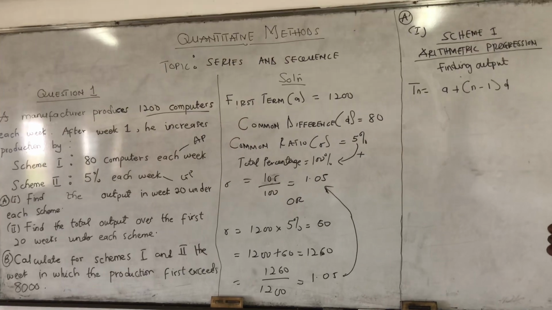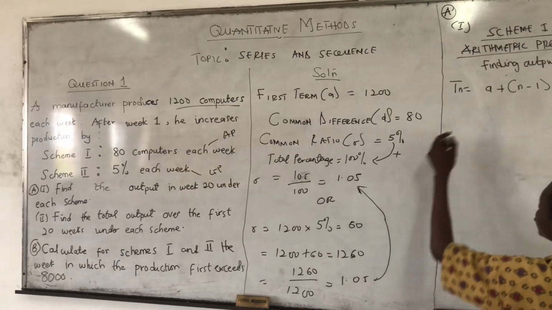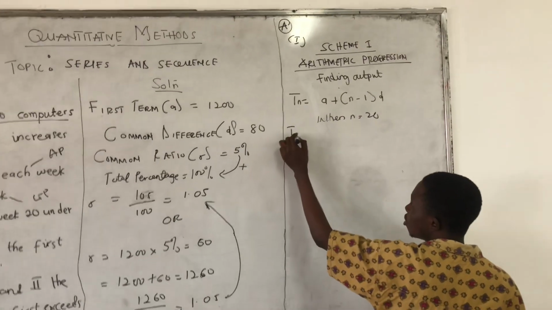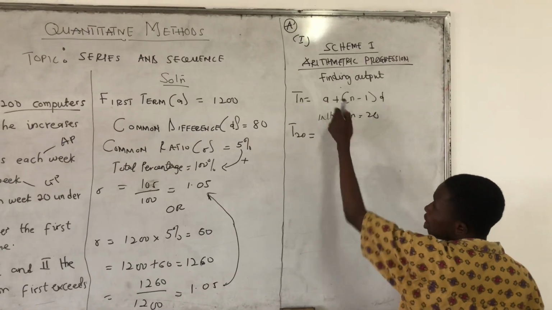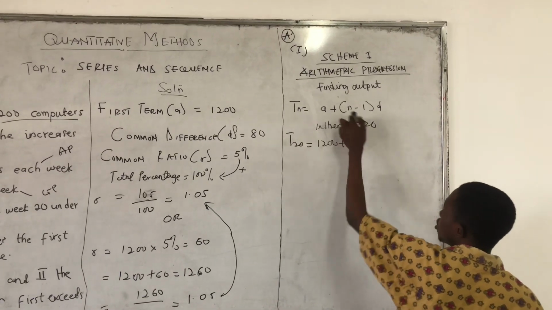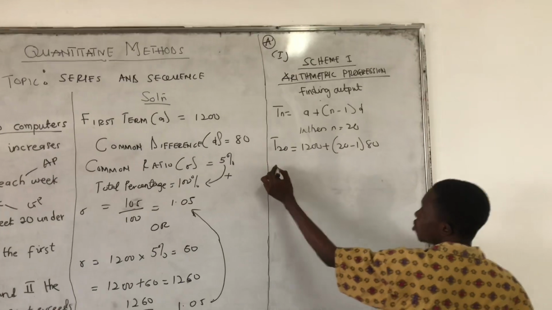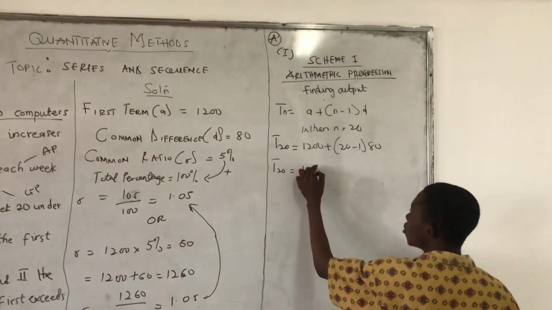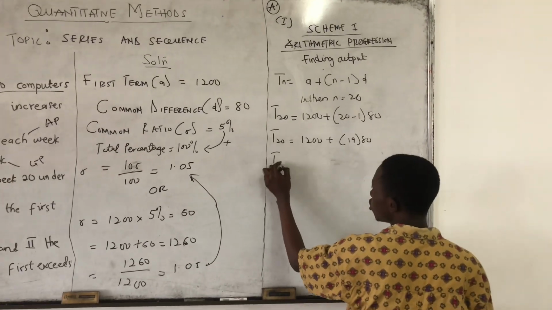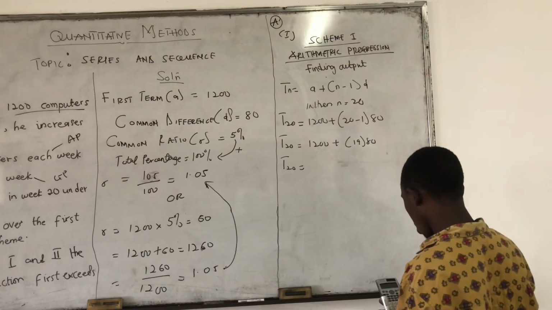Now the question is telling us to find the output in week 20 under each scheme. So n is 20. So we have T20. Our first term a is 1,200, plus (20 minus 1), common difference 80. So we have T20 equals 1,200 plus 19 times 80. What are we getting?